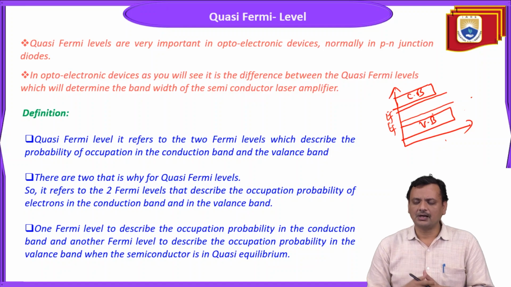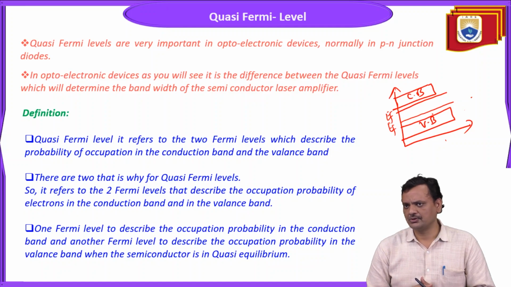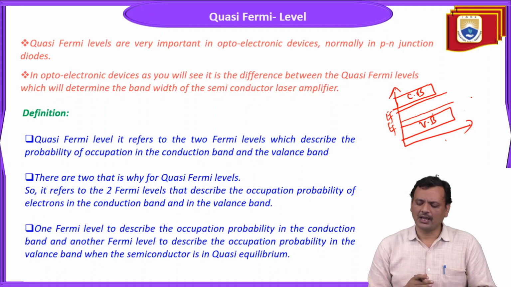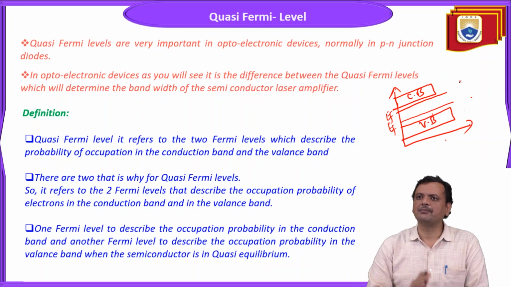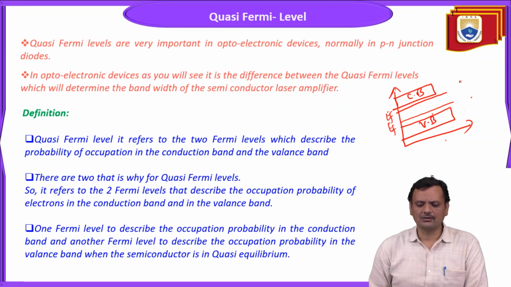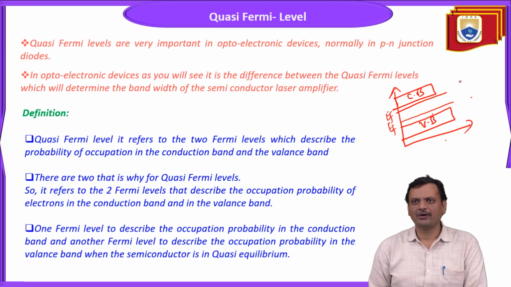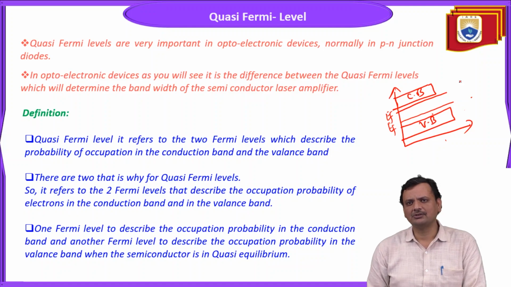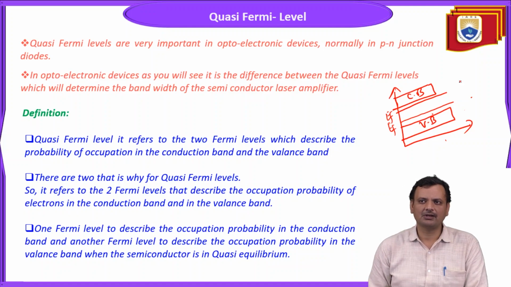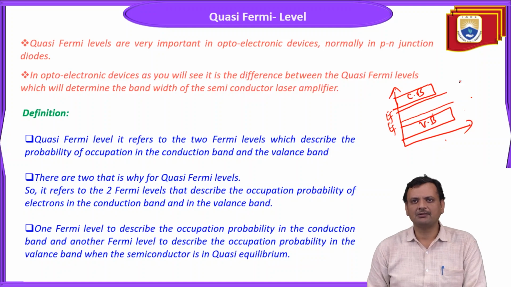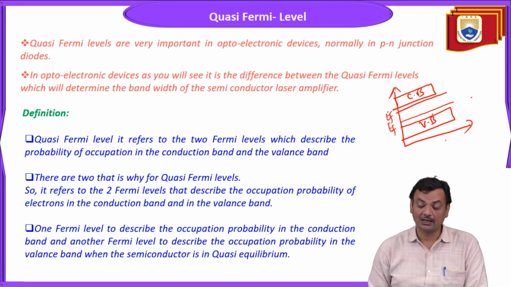So the equilibrium condition will be achieved by both pumping energy sources, and with that you have to show two types of Fermi energy level. Okay. So that's all written here. Quasi Fermi levels are very important in optoelectronic devices. Normally in a PN junction diode. In optoelectronic devices, as you will see, it is the difference between the quasi Fermi levels which will determine the bandwidth of the semiconductor laser application.